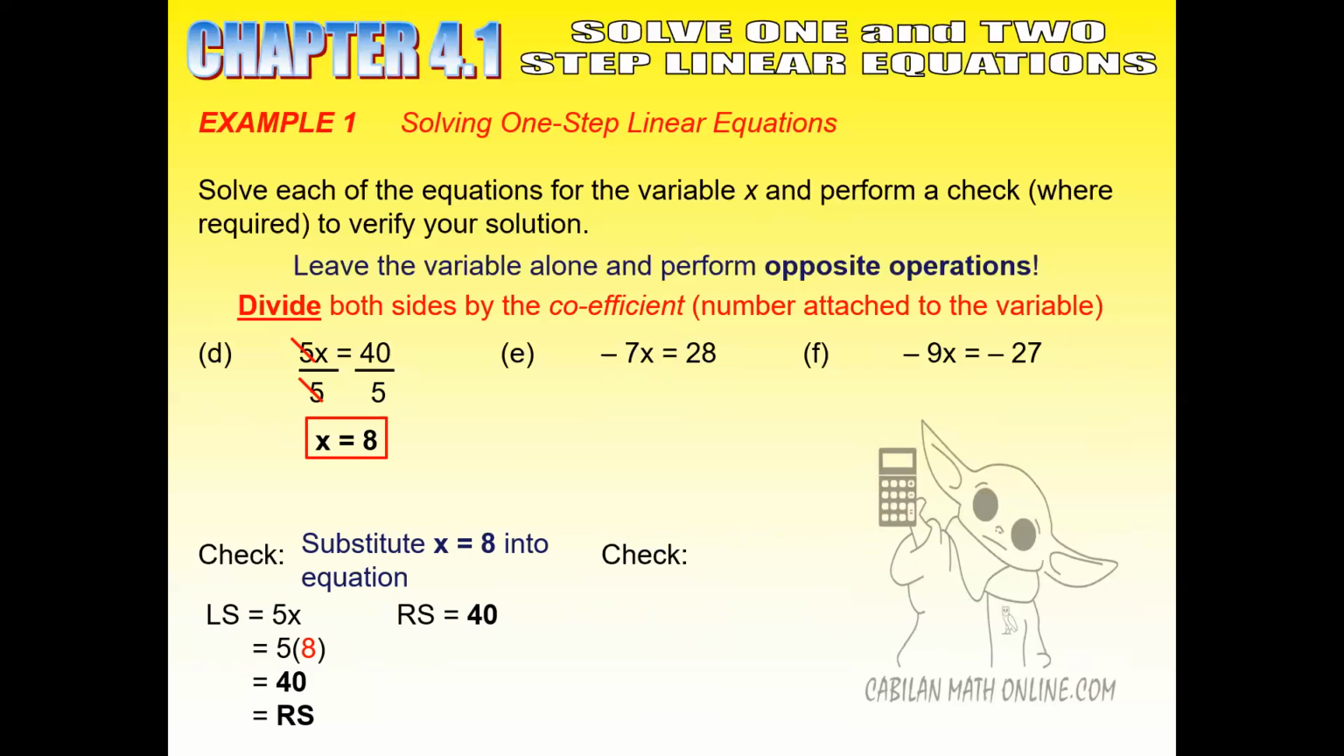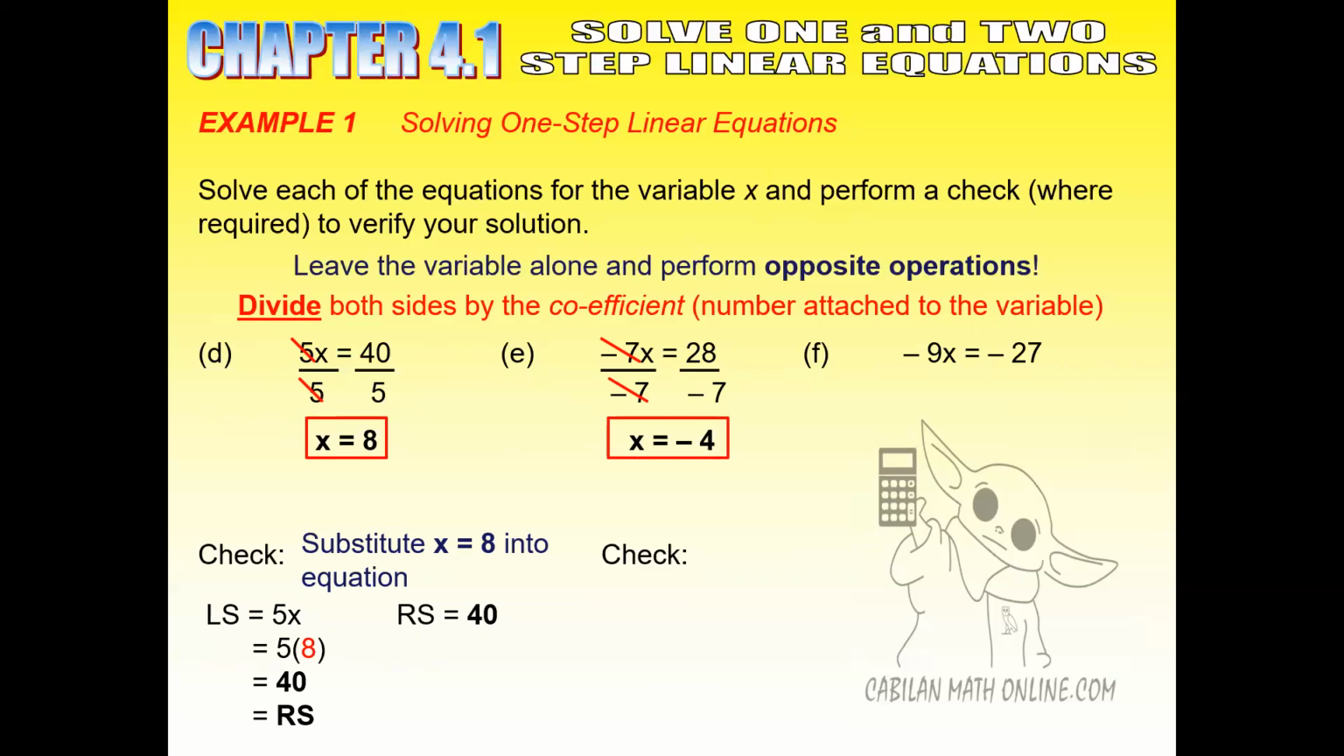Okay, so we're done to check there. Let's take a look at part E. Now you notice what we have here is negative 7x is equal to 28. Again, the negative 7 and x are grouped together by multiplication. So in this case, we're going to divide both sides by negative 7. Okay, and then the negative 7s on the left side cancel out, and then 28 divided by negative 7, that's going to give us negative 4.